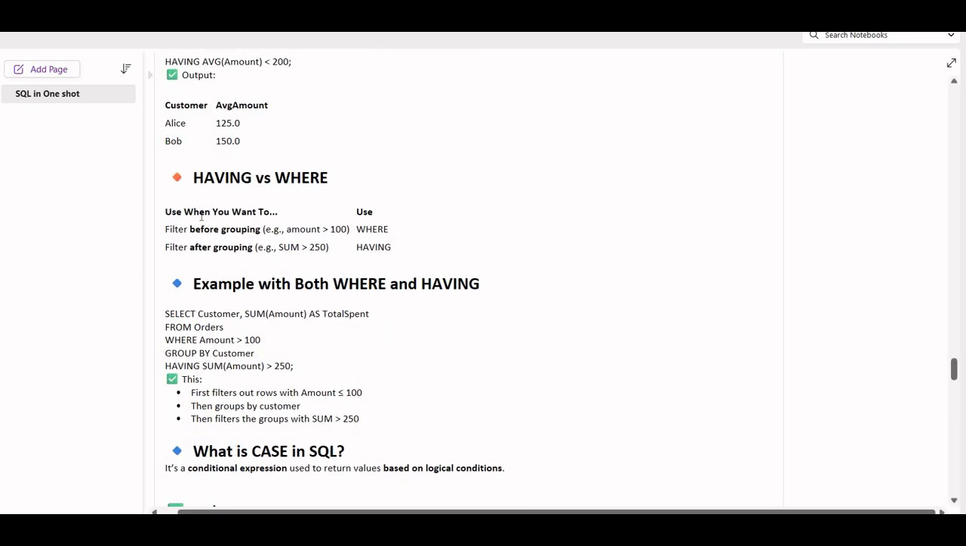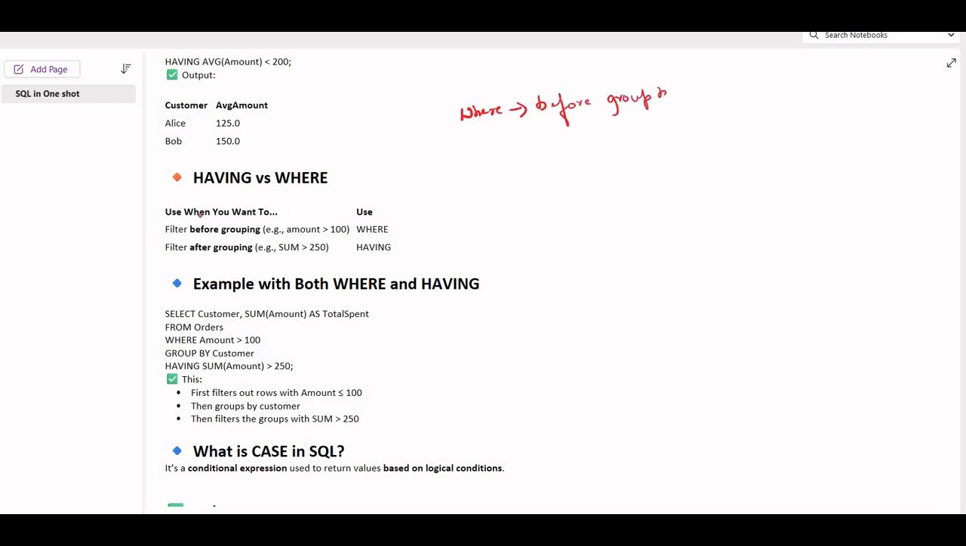Okay, now we shall see the difference between having versus where. Where filters before grouping. The where clause is used before group by. Got it? Before group by. And having is used after group by. Got it?